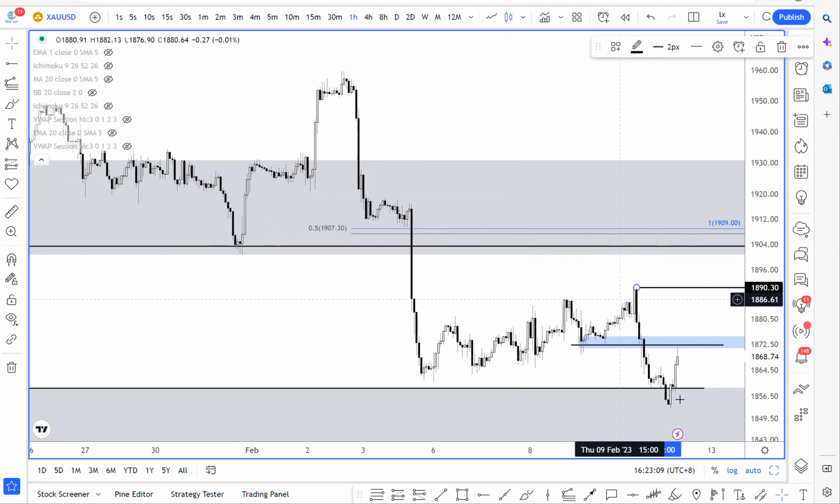Okay, so right now gold is testing the demand area. The gray zones are the higher time frame ones, right? So it's testing the demand region. So if it breaks above this blue zone, which is a smaller time frame resistance, we could see price push much higher to at least 1890.